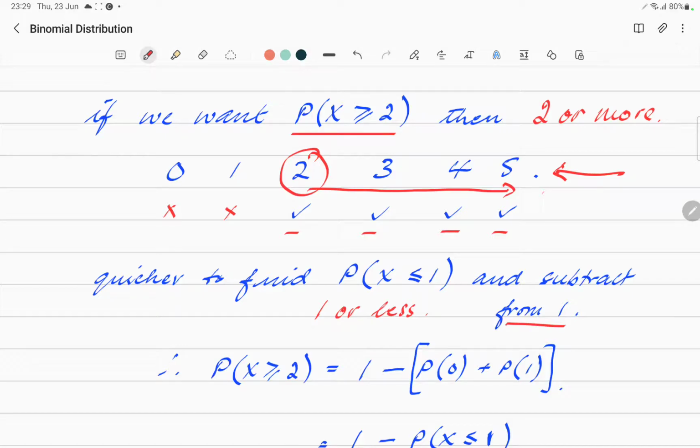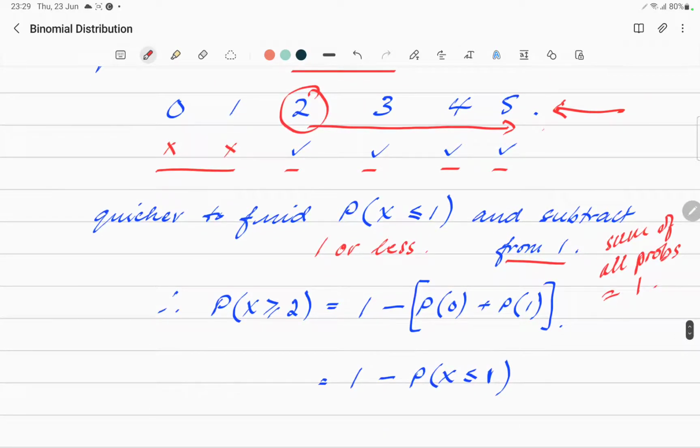Remember, the sum of all probabilities equals 1. So if I find out what 0 and 1 are, then if I take that away from 1, it'll give me the probability of all the other options put together. Look at that again. Rewind the video if you need to and make sure you understand what we're doing with the number line.